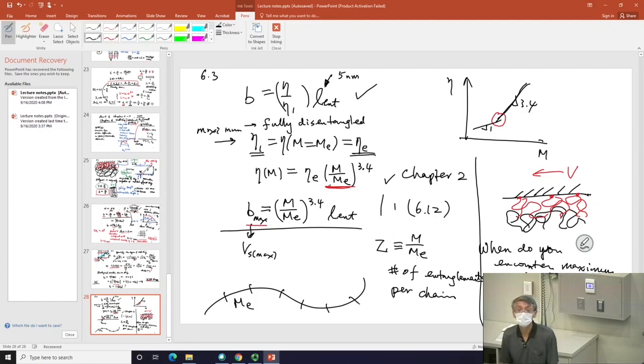Z. Sometimes it's known as the degree of entanglement, and explicitly we call Z the number of entanglements per chain. And it plays a role here because this thing is nothing but that ratio. So B max is nothing but Z to the third power multiplying a length scale of that interface.